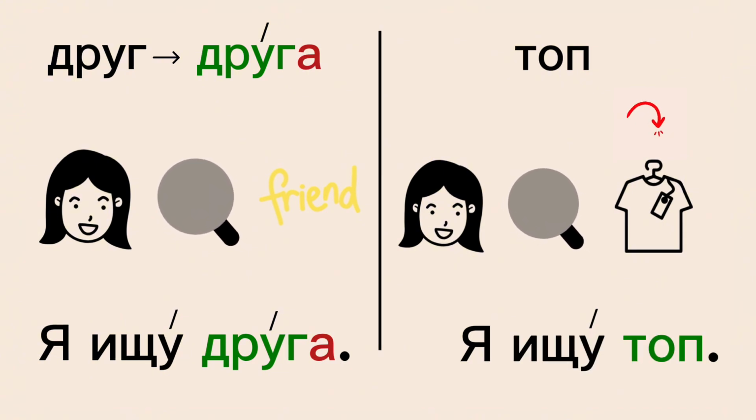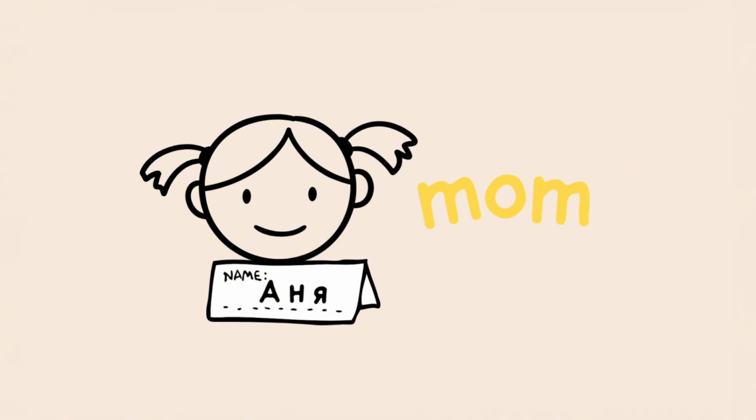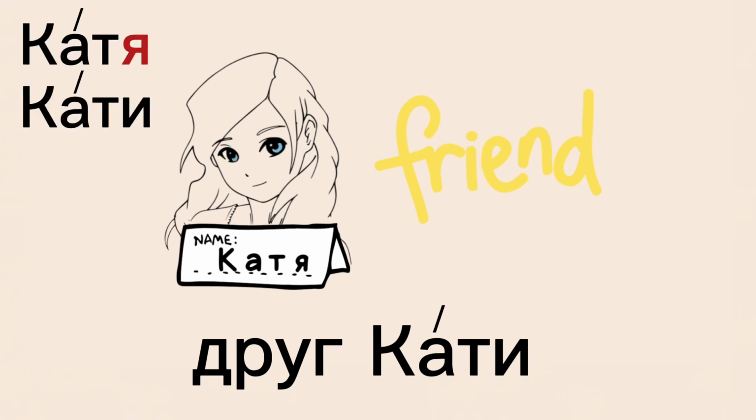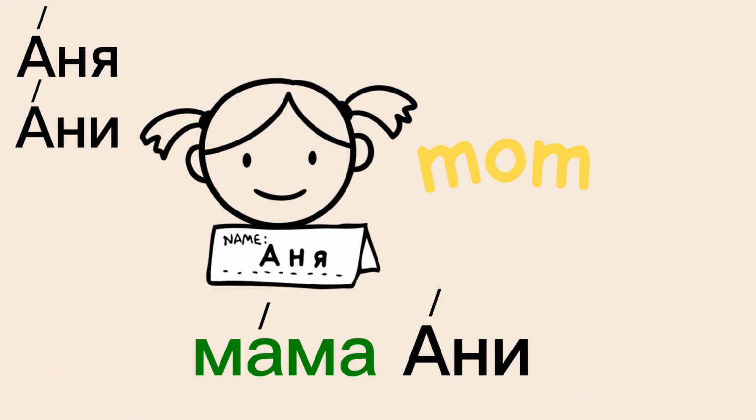Let's look at one more pattern, like Katya's friend or Anya's mom. Друг Кати. See, the name changes again. Катя, Кати. Я to и. Друг Кати. Another example. Мама Ани. The same changes. Аня, Ани. Мама Ани.